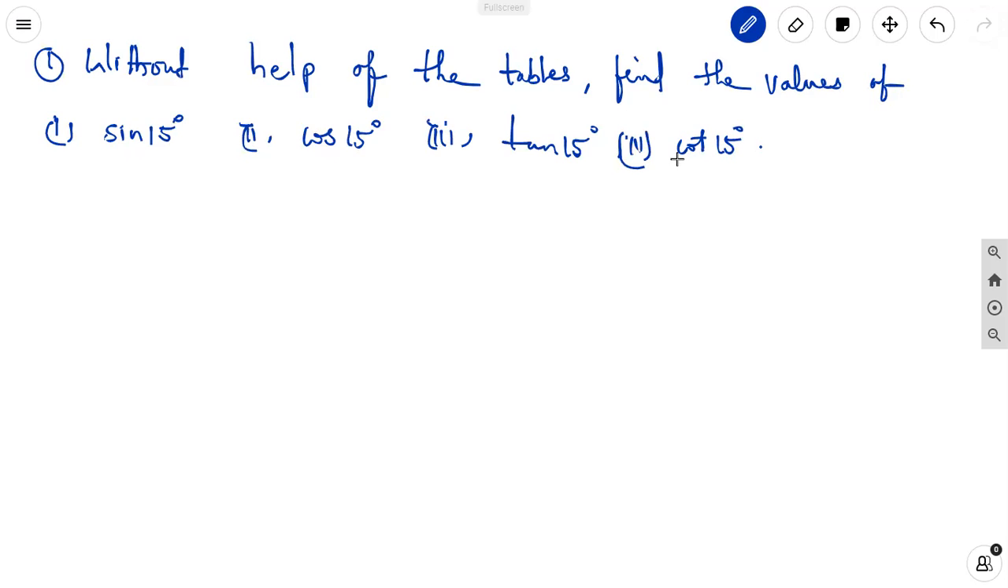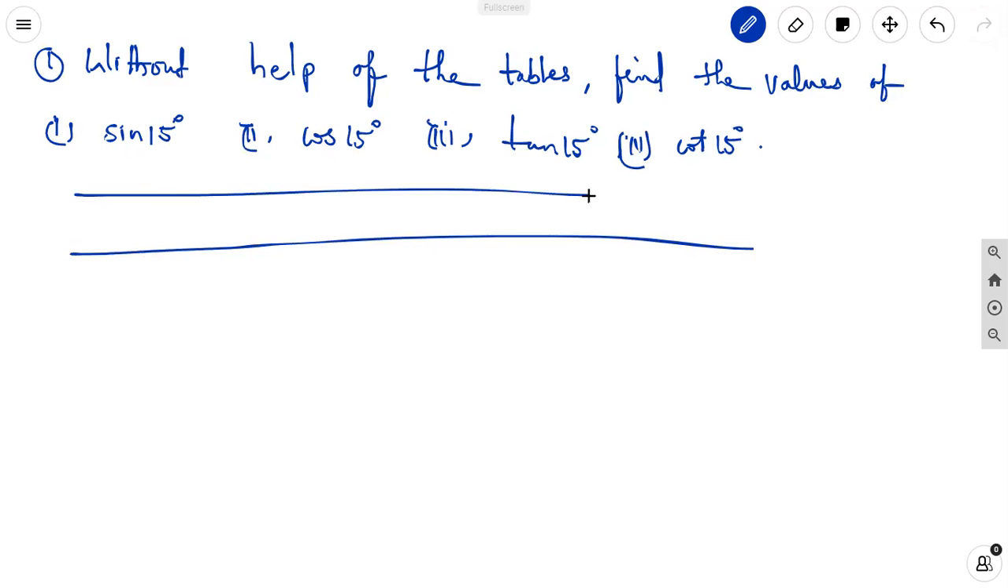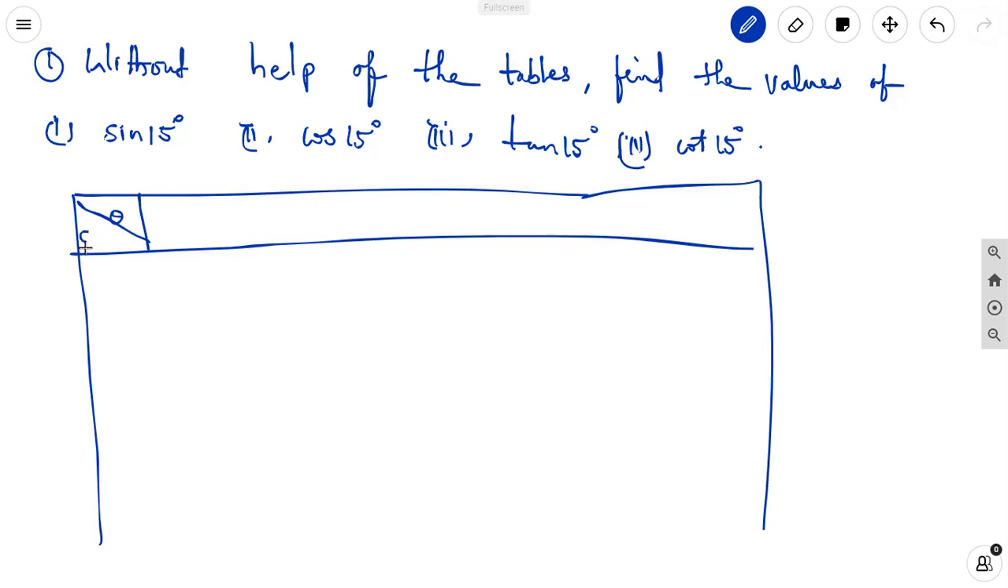Before discussing the problem, first let's recall the 10th class table of angles. In the 10th class, we discussed some angles with their trigonometric ratios. Again, we can recall those angles and ratios. This is theta, and this is the function of theta, sine theta, for 0 degrees, 30 degrees, 45 degrees, 60 degrees, 90 degrees.